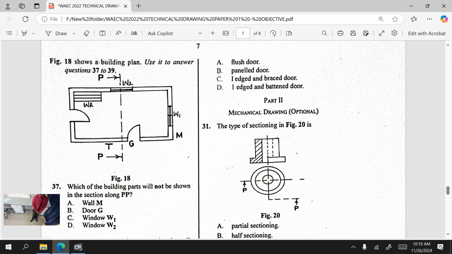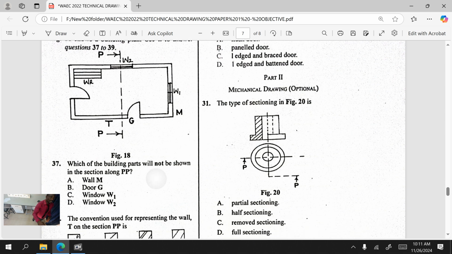Figure 18 shows a building plan. Good. Can you see a building plan here now? The floor plan here shows the conventional symbol for window, W1, W2. Can you see that now? It shows a conventional symbol for door, G. It shows a conventional symbol for wall, M. Can you see that now? It shows a conventional symbol for wardrobe, which is WR. Can you see the difference now? So they tell us that this is a building plan. We should use it to answer questions 37 to 39.